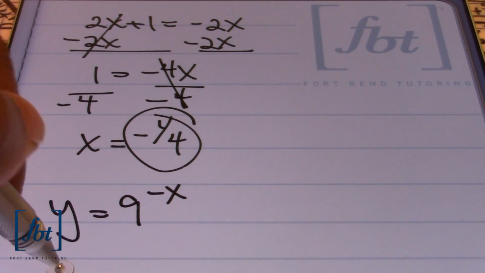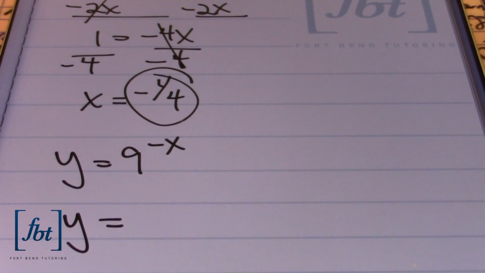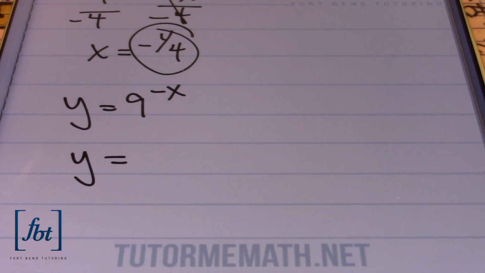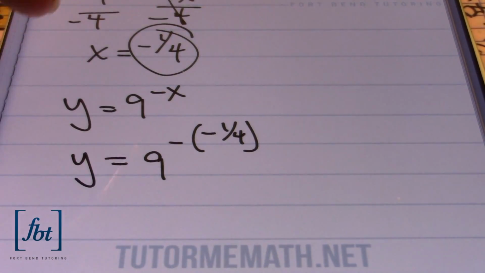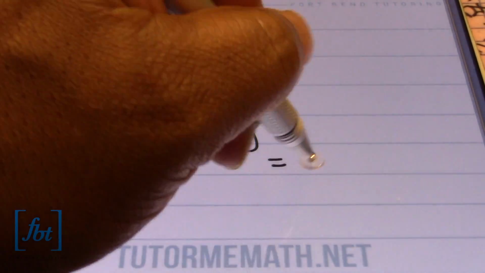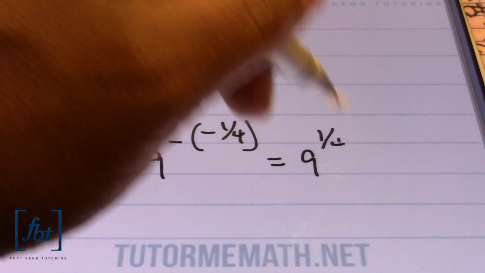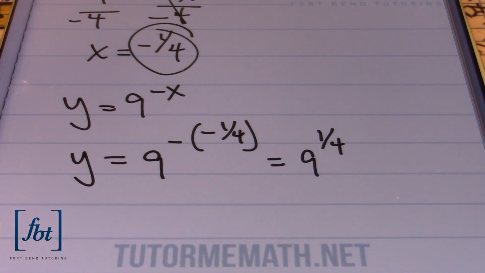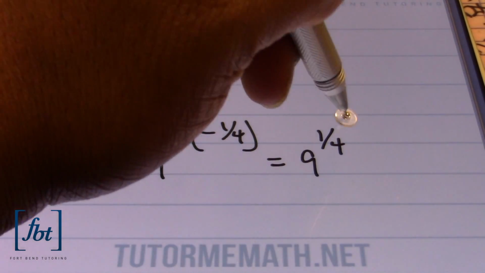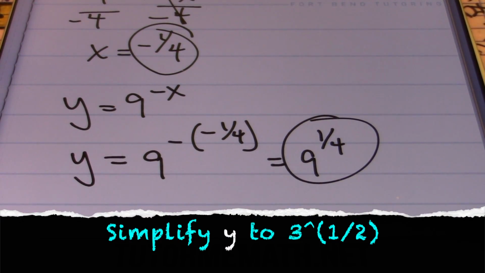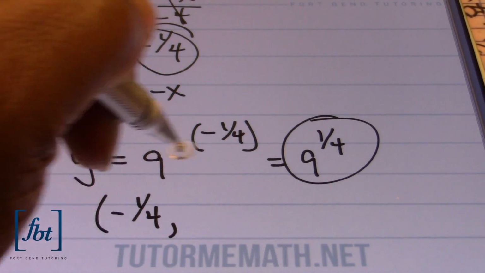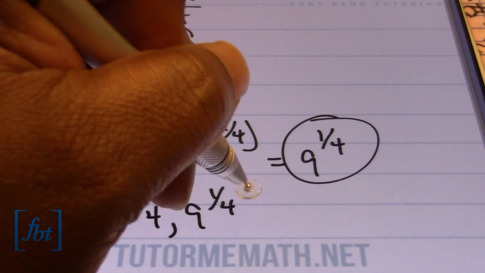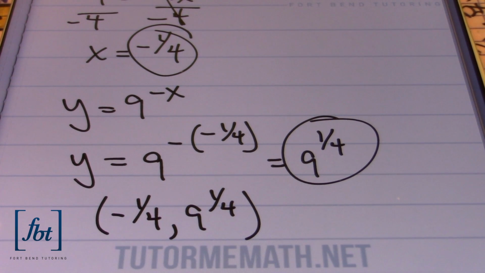So we'll end up with y equals, all right, you couldn't see that for a second. Y equals 9 to the negative 1/4, which means that this is 9 to the 1/4 power. That's this result here. So, as an exact answer, our solution is negative 1/4 and 9 to the 1/4 power. There you go. I'll be red boxing this.